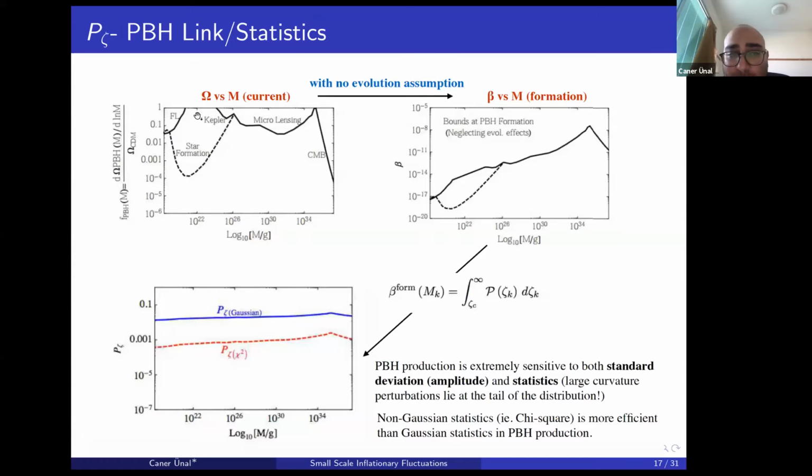And the other one is this 10 to the minus 12 solar mass range, typically this region. This bound is still debatable, that's why we put it in dashed. In this region, you can produce almost all of the cold dark matter as PBH.